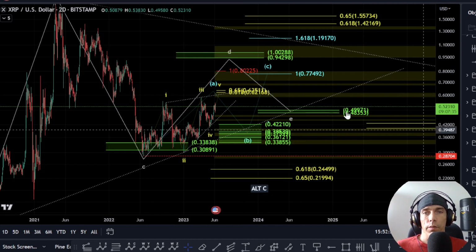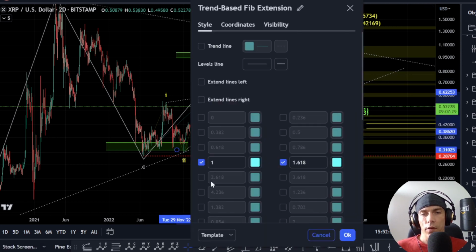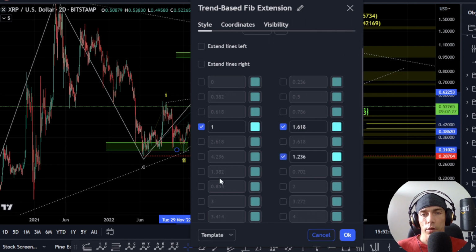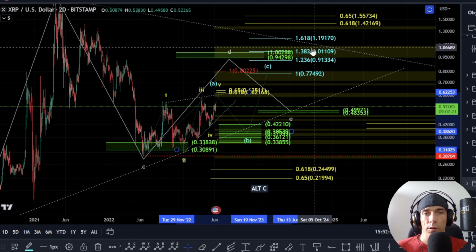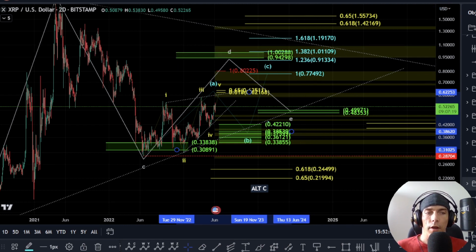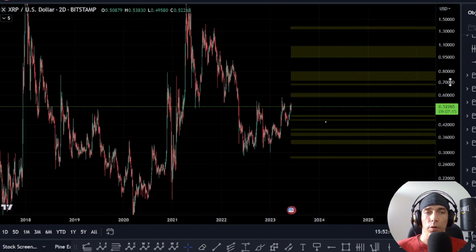So if I overlay this, we can see that 1-to-1 would actually only bring us up towards this zone of the 77. But if we did see a little bit of extension here within it, potentially we could see price come back up into this 1.382 to this 1.236, which would be bringing us back into this $1 area. So keeping an eye on that, just as an alternate possibility.